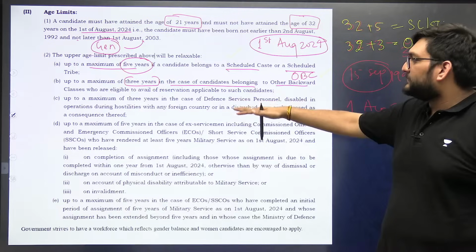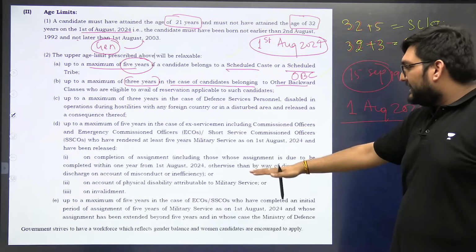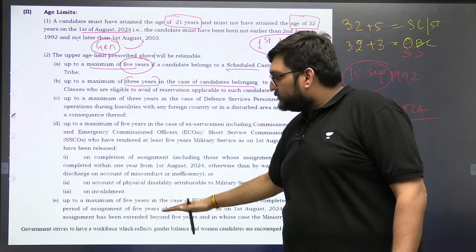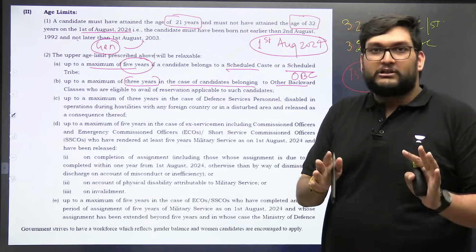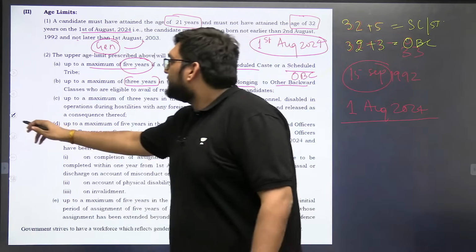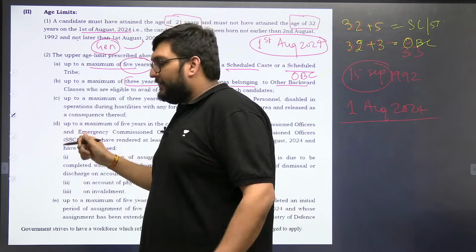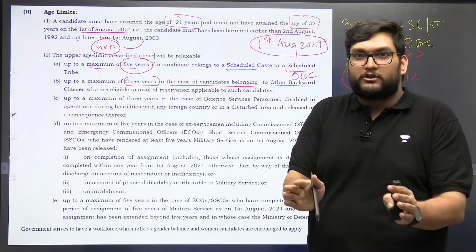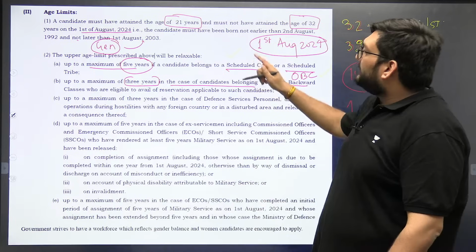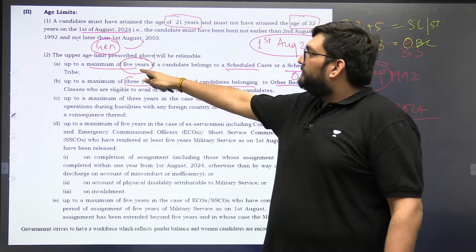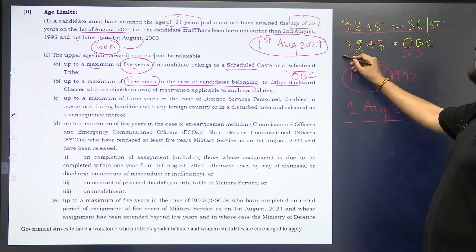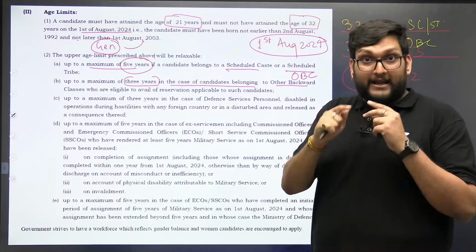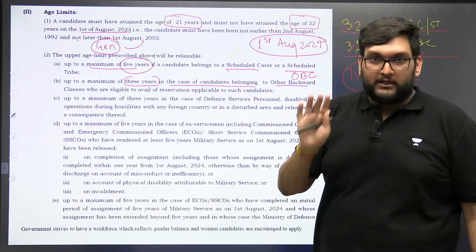Then there is defense personnel, there are ex-servicemen, and there are other criteria. Again, if you fall in any of these categories, please contact us. We'll sort out with you whether you're eligible or not. That is why we are here. You call us, we will sit with you on a video call and sort it out. But the basic point is 5 for SC/ST plus 3 for OBC. Please be very clear, and calculate according to 1st August only.